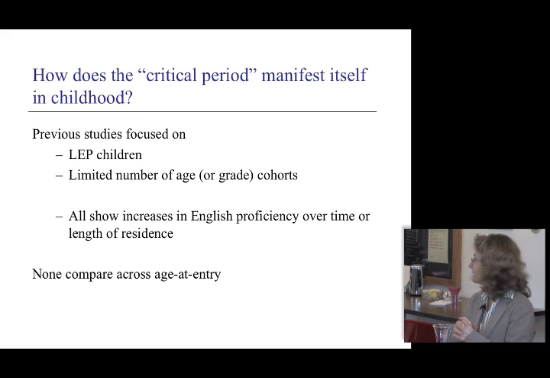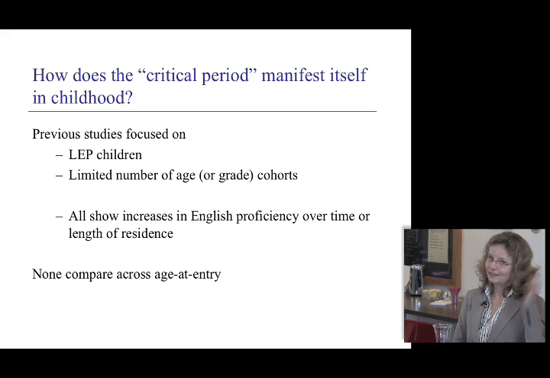Previous studies have focused on limited English proficient children or limited number of age or grade cohorts. It is true that all of these studies show that increases in English proficiency occur over time or over length of residence in the United States. But because of the very large difficulties in gathering appropriate data across age and entry cohorts, none of them, or very few of them, do good comparisons.